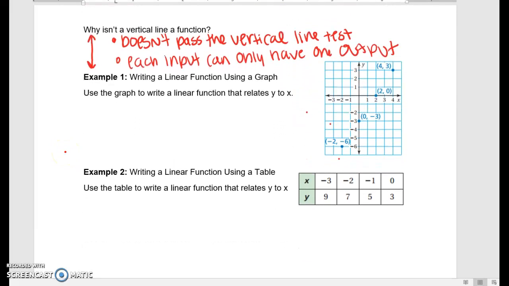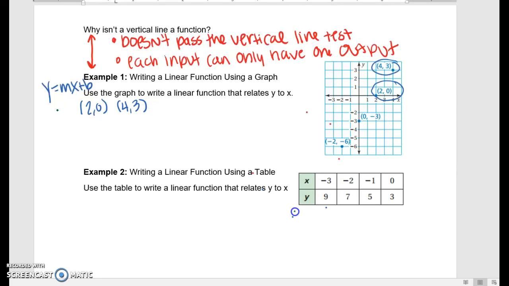Okay, so if you are looking at example 1, they want you to use the graph to write a linear function that relates y to x. So the very first thing you're going to do is write an equation that is y equals mx plus b. So you have to figure out your slope and your y-intercept. I am going to pick 2 points. I decided to pick this point and this point to find my slope, but of course it doesn't matter which ones you pick. So my first point is (2, 0). My second point is (4, 3).